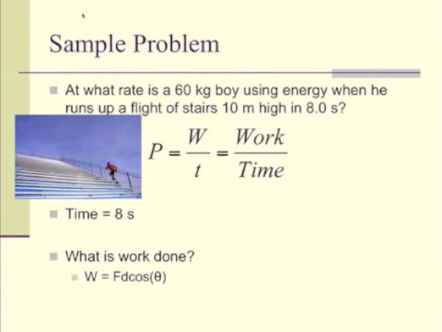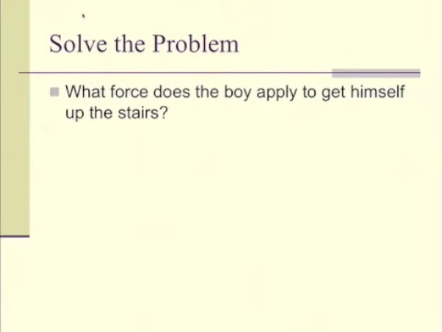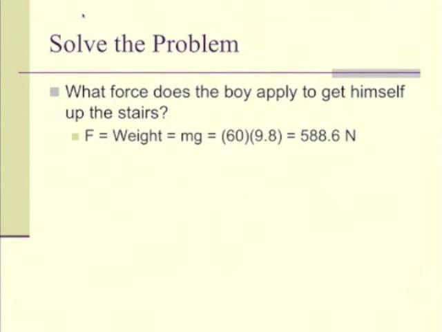So let's look at a sample problem. At what rate is a 60 kilogram boy using energy when he runs up a flight of stairs 10 meters high in 8 seconds? So we need to know what work is being done. It's just his weight that he's lifting, so we multiply his mass times gravity, and I get 588.6.